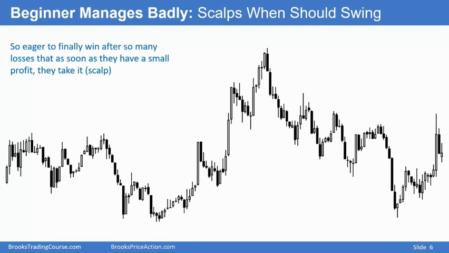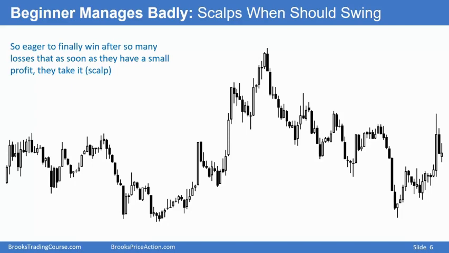Another problem that beginners face is they lose so often, they're taking low probability trades. That means they're probably going to lose, and that means they lose often. When they finally get a profit, they take it immediately, they scalp, forgetting that they need a big profit to offset all of their losses. So not only are they taking low probability trades, losing often, when they finally get a profitable trade, they scalp.